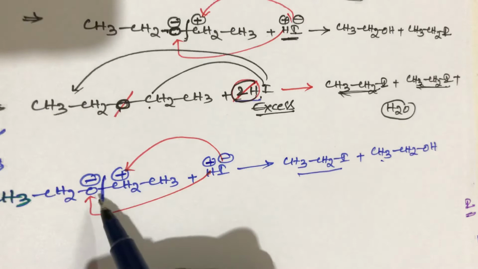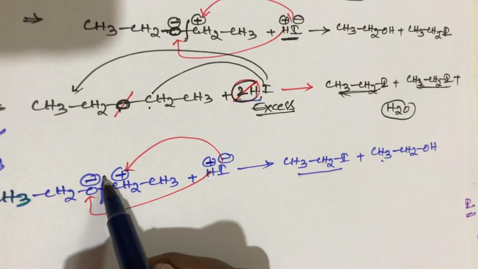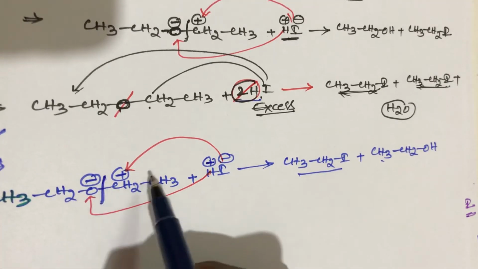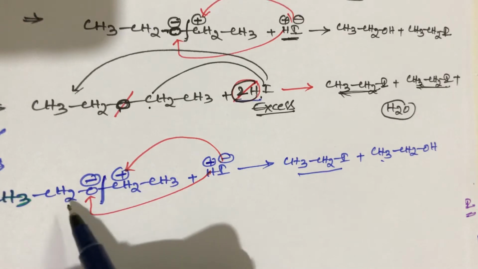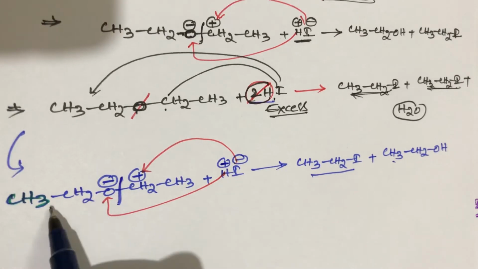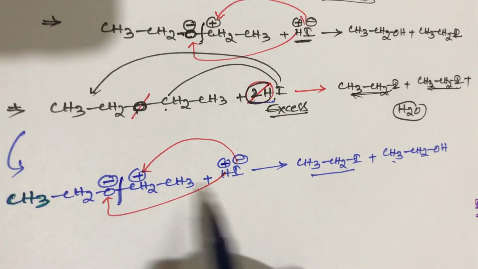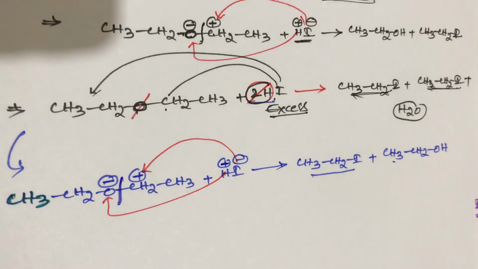Same thing, we can cut on either side, left or right, because both are equal. On the left of the oxygen there are 2 carbons, and on the right side also 2 carbons. So bond cleavage on both sides is possible. Here I am cutting only the right side; we can take any side as we wish.